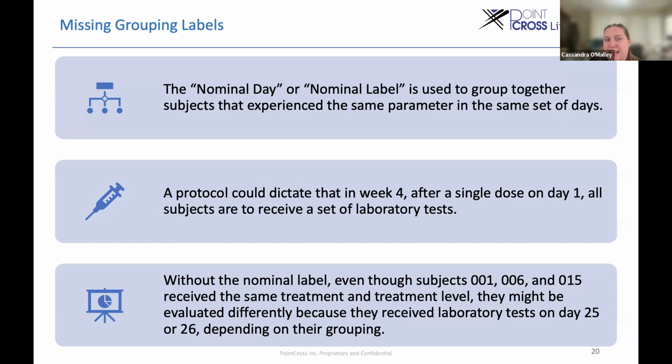A protocol could dictate that in week 4, after there was a single dose on day 1, all subjects are to receive a set of laboratory tests. Let's say subjects 1, 6, and 15 all receive that dose on day 1, but because of how things are being set up in the lab, they've received their laboratory tests on day 25 and 26. If they receive them on day 25 and 26, using the study day, you would not be able to group these together. But per the protocol, these were all done in week 4. It's a single observation in week 4 for each subject, and they would all be grouped together using the nominal day or nominal label for that week 4 time point.